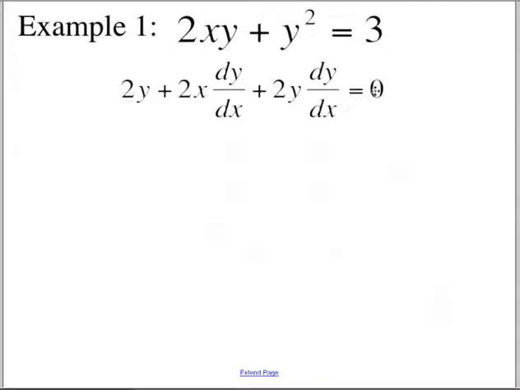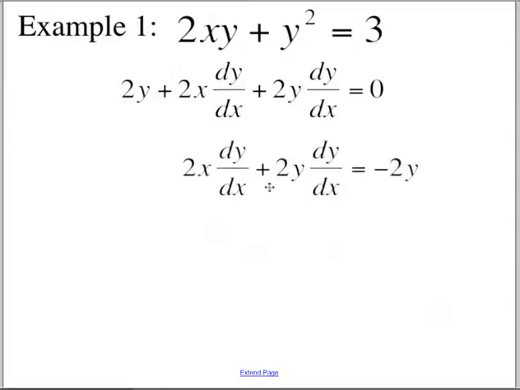So now what I want to do is get my dy dx by itself so that I have an equation for the derivative. And so then I'm going to subtract 2y from both sides. And then on the left side I have everything that contains a dy dx, and so I'm going to factor out a dy dx. So then I'm left with dy dx times 2x plus 2y equals negative 2y.